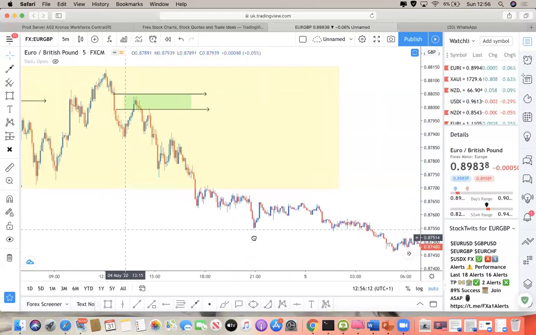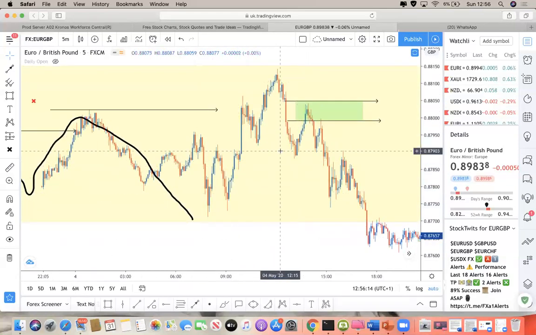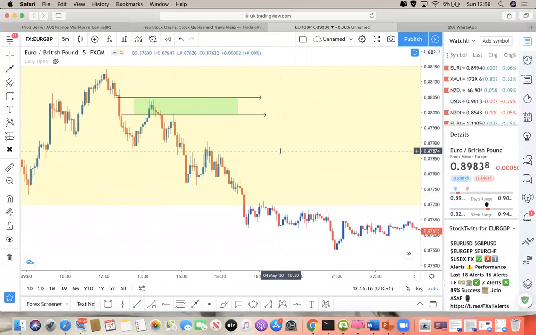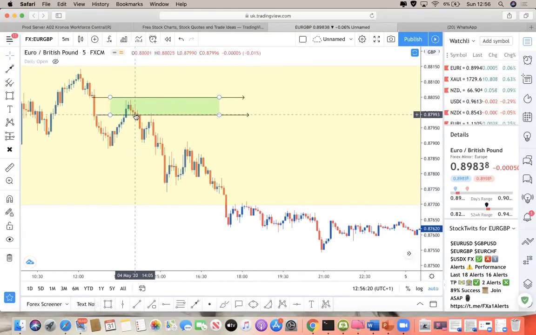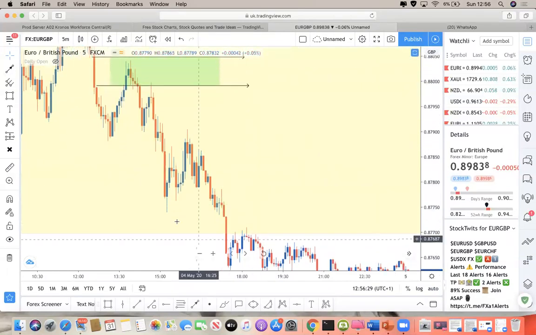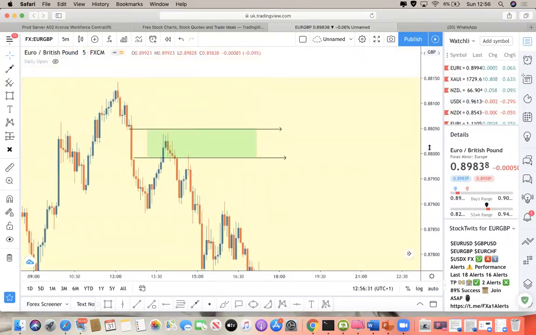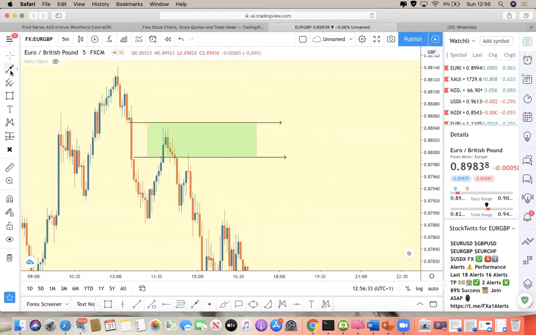And look, along the way, after they have created this, they kept on giving you opportunities to enter the market. They kept on giving you options to enter the market. Look, they dropped down, created another imbalance right here.